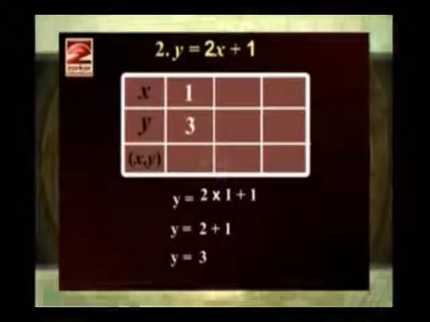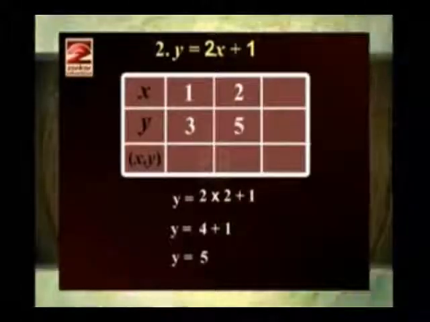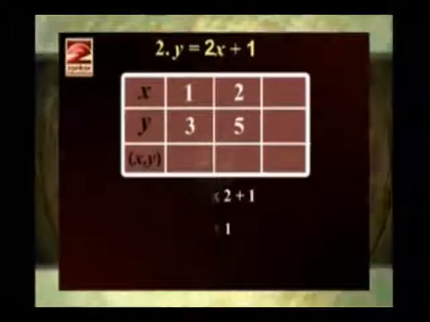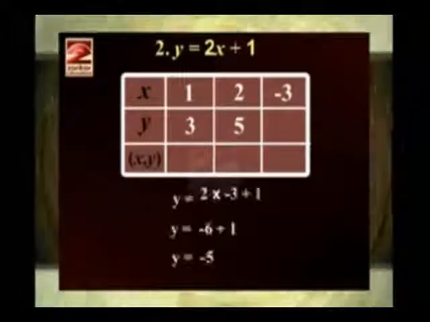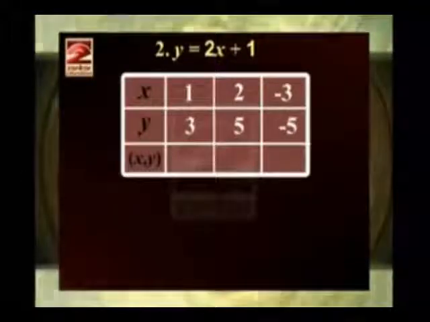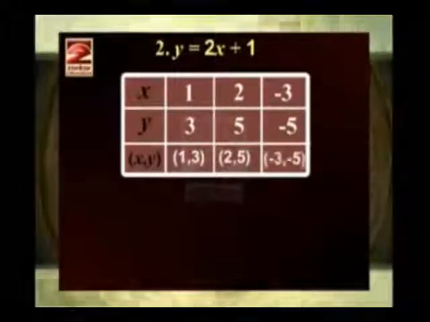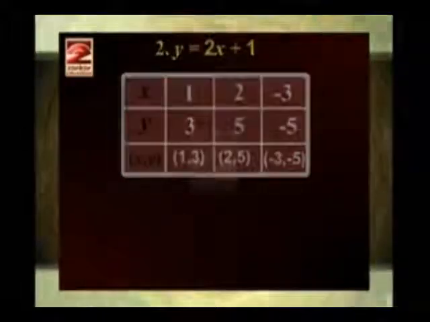For the second equation, y is equal to 2x plus 1. So when x is equal to 1, y is equal to 3. When x is equal to 2, y is equal to 5. When x is equal to minus 3, y is equal to minus 5. So the points are (1, 3), (2, 5), (minus 3, minus 5).